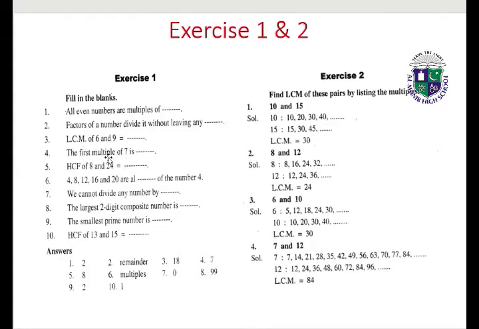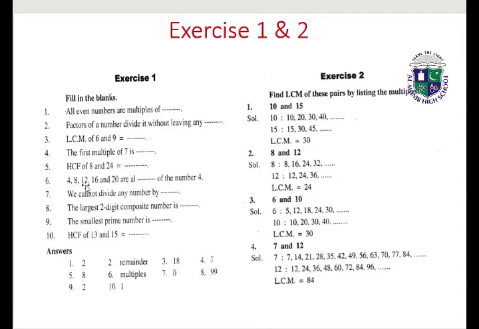The first multiple of 7 is 7. 7 1s are 7. HCF of 8 and 24: highest common factor of 8 and 24 is 8.